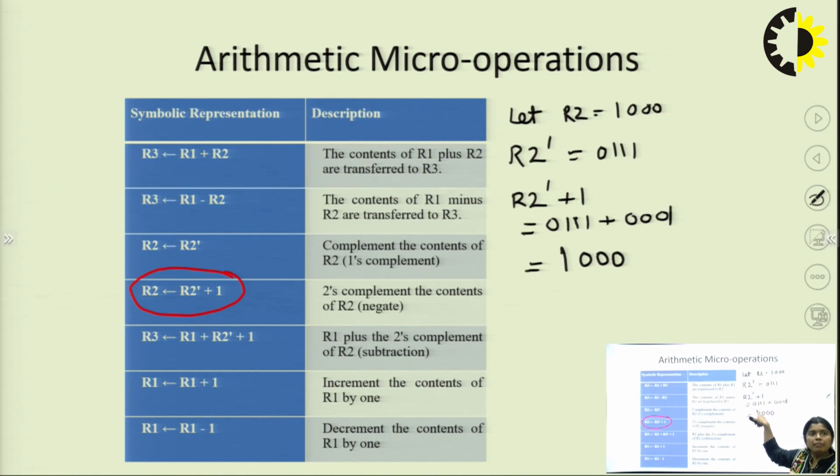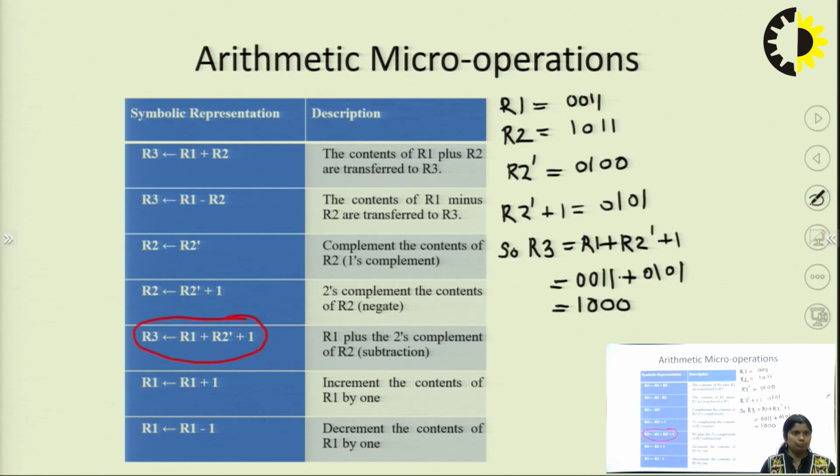R2 complement plus 1 is directly plus 1, but here 1 is a 1-bit value and the R2 register is 4 bits. So the 1 value will be considered as a 4-bit number. We can write 1 as 0001, and after that these two values will be added, and the result will be stored in the R2 register as the 2's complement of R2.